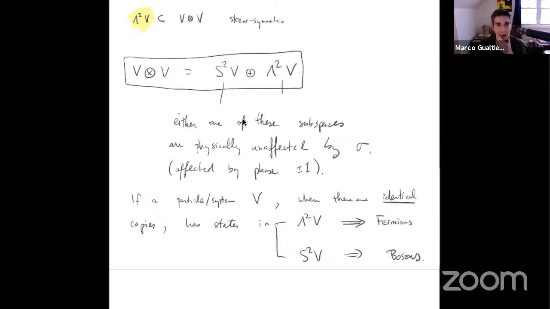I'm a bit confused. Can I ask a quick question? Yeah. So if I take a particle or a state in V, when you say identical copy, that means I tensor it with itself, but then isn't it necessarily symmetric?